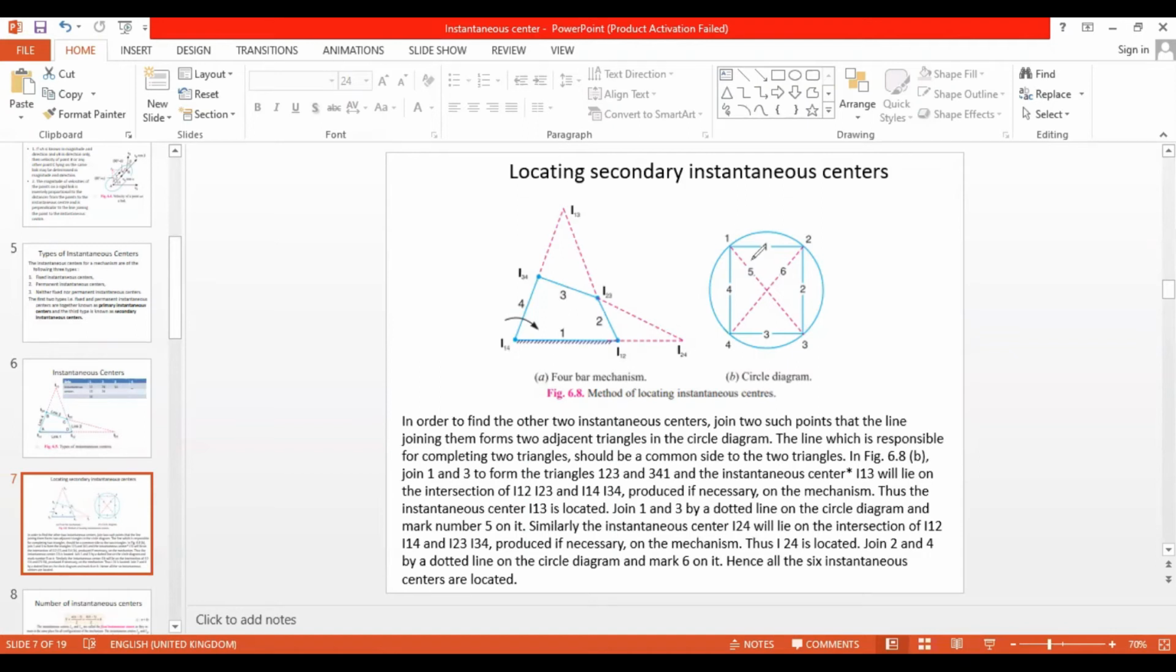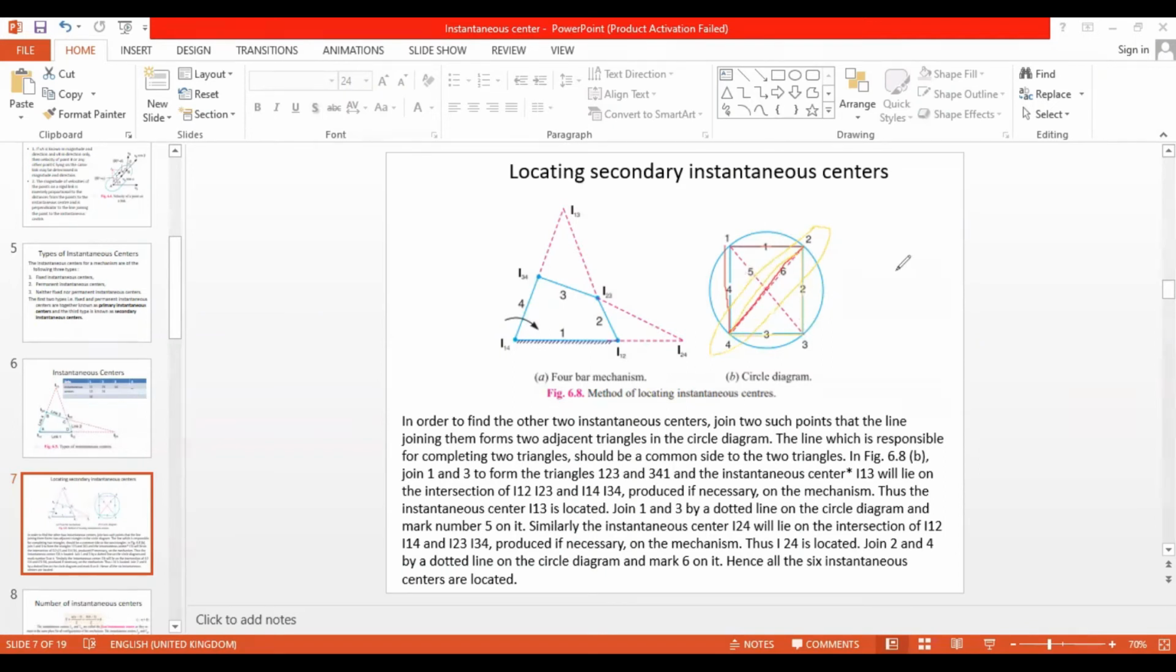Okay. So if I take 1, 2, 4 as one triangle, and 2, 3, 4 as another triangle, these 2 triangles are sharing a common line here. So these can be considered as adjacent triangles. Which 2? 1, 2, 4 and 2, 3, 4. They can be considered as adjacent triangles.